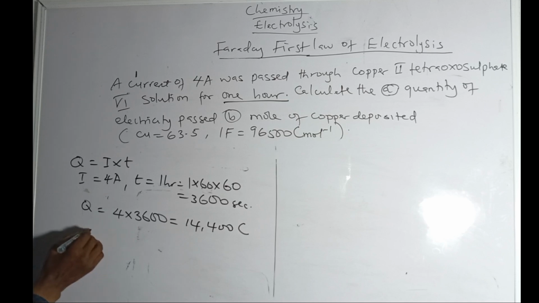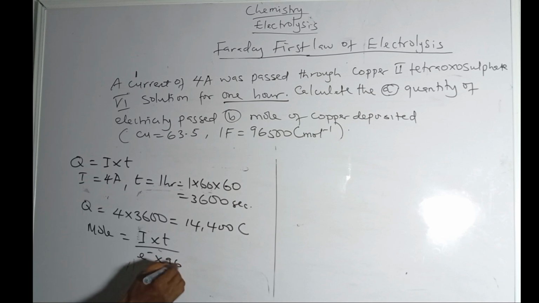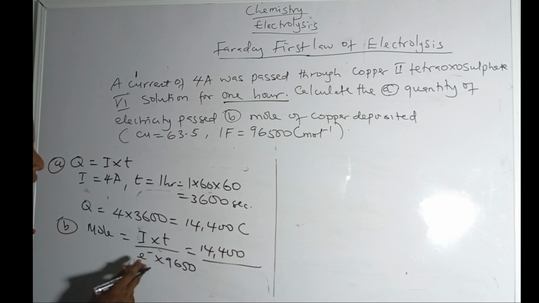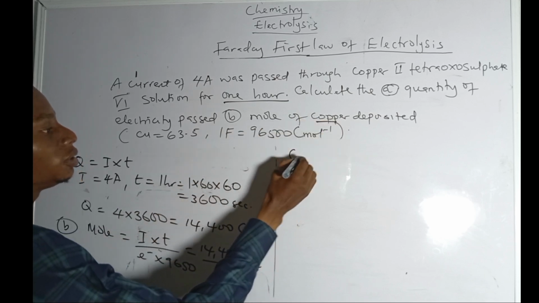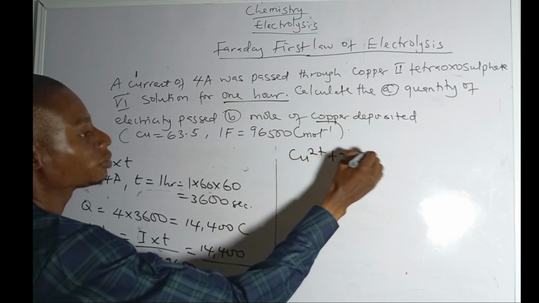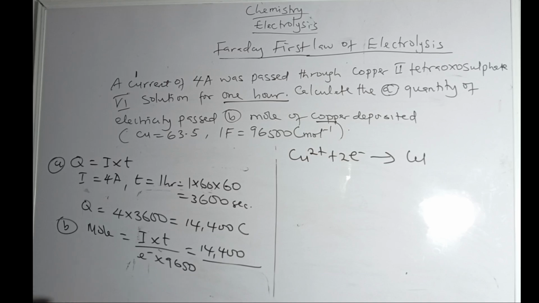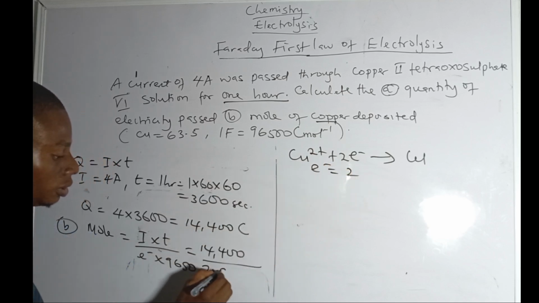So now the next question says you should find the mole, and I've given you the formula to find mole. The formula is mole equals I times T over E minus times 96500. So what is I times T? This is 14,400. What is E minus? They are talking about copper, and copper is Cu2+ plus 2e- to give us Cu. I told you copper is a divalent metal, if you can remember what I just explained. So the E minus will be 2.